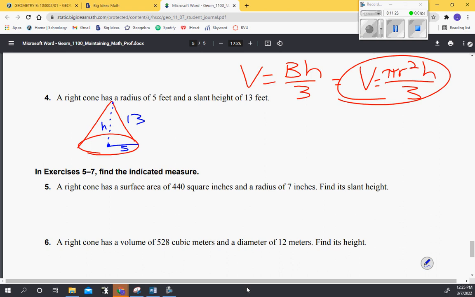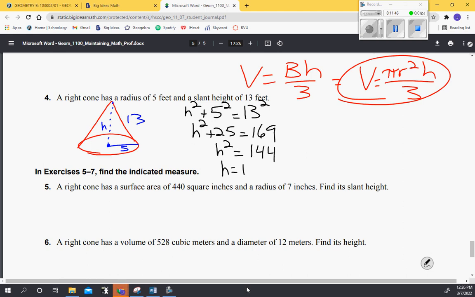Well, we can use the Pythagorean theorem, right? H squared plus 5 squared is going to be equal to 13 squared. You solve this. H squared plus 25 is equal to 169. All I did was square our numbers. Subtract 25 from both sides, you get 144. Square root of 144 is our height. It's 12. So this is important. It's important because we need that for our formula to find the volume.